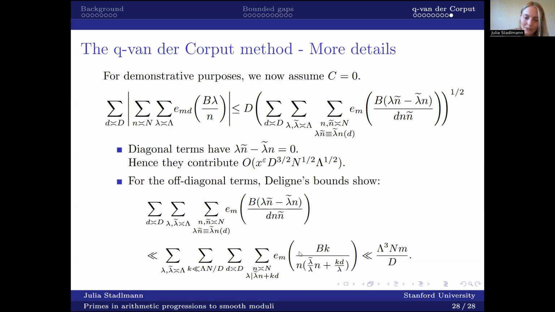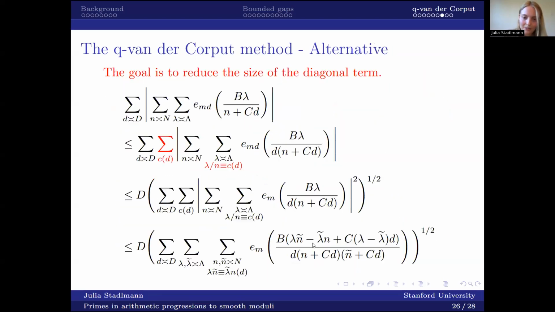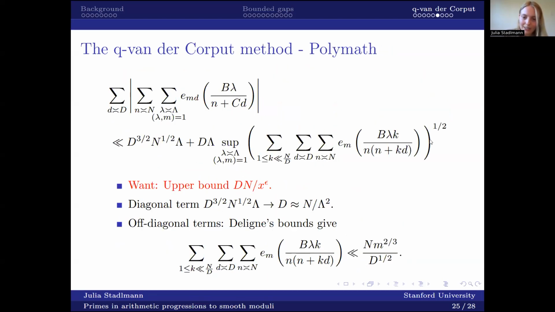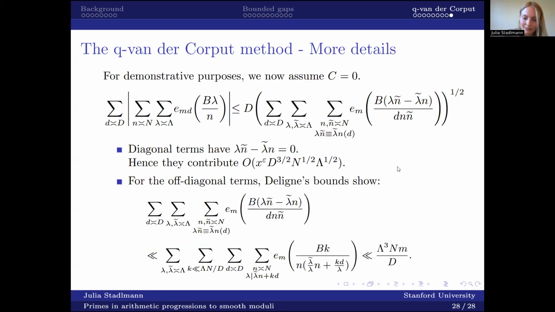And that looks really similar to the exponential sums we had earlier in the argument of Polymath. So in the argument of Polymath, they look just a little bit cleaner like that. But it turns out we can rearrange it to use the same Deligne's bounds that Polymath had. We are in a slightly different regime. So in this different regime, Deligne's bounds give instead an upper bound of lambda to 3 n over d.